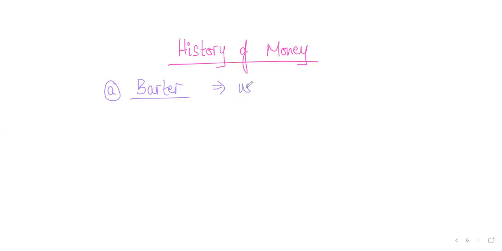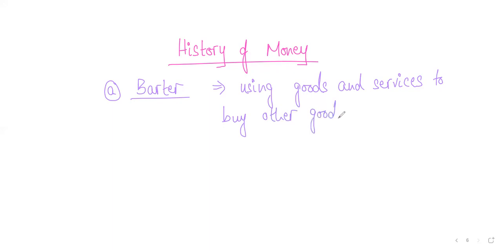So basically, the simplest definition for this barter system would be using goods and services to buy other goods and services. Or simply speaking, exchanging goods and services for other goods and services. Now, the idea here was that people were obviously not aware that they needed a special commodity that is only used as a medium of exchange, right?